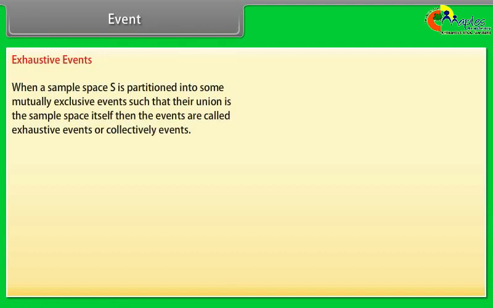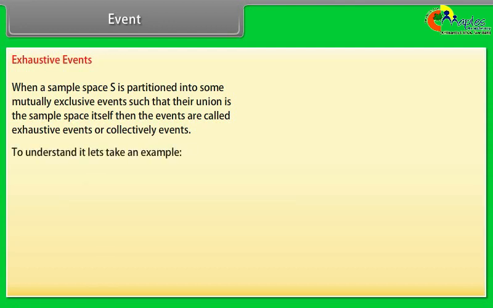Exhaustive events. When a sample space S is partitioned into some mutually exclusive events such that their union is the sample space itself, then the events are called exhaustive events or collectively exhaustive events.